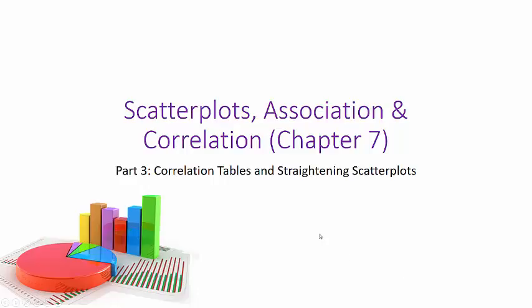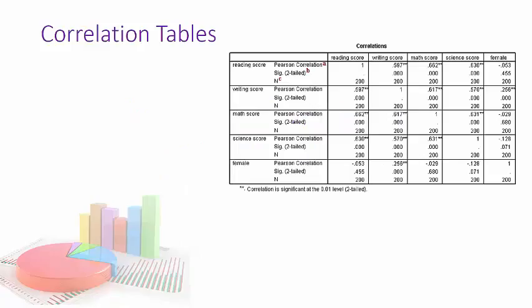Finally, we're going to take a quick look at correlation tables and straightening scatter plots. If you look at some research, frequently you'll see tables that correlate one variable to another. They'll look at all these different things that could affect each other. For example, here they're looking at reading, writing, math scores, and science scores, and then whether female, although technically isn't that a category, but we won't worry about that right now.